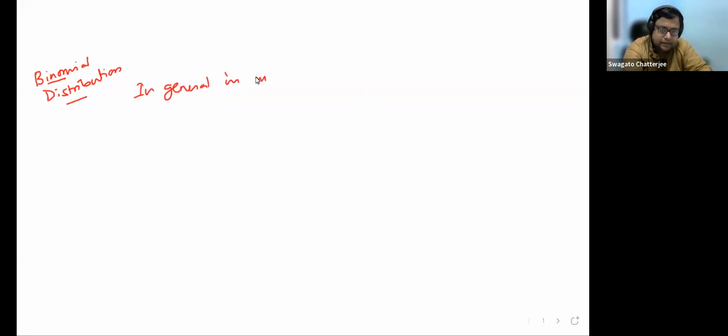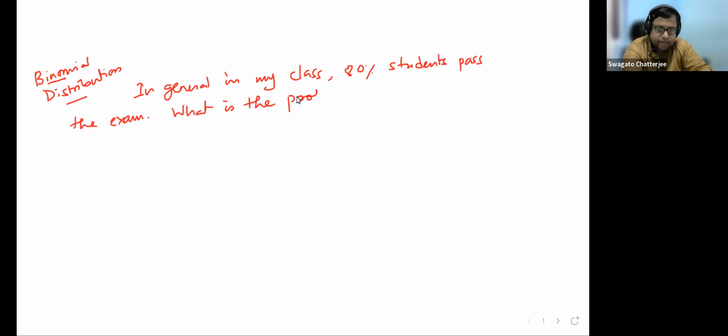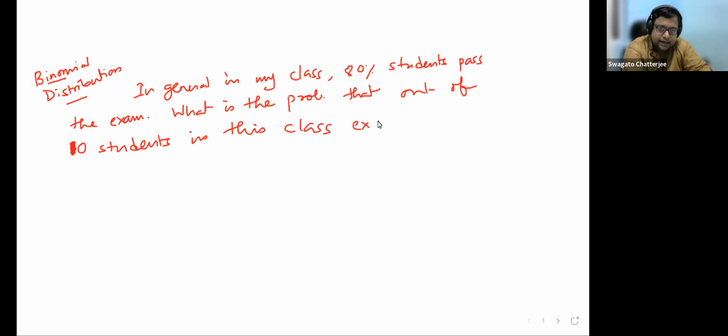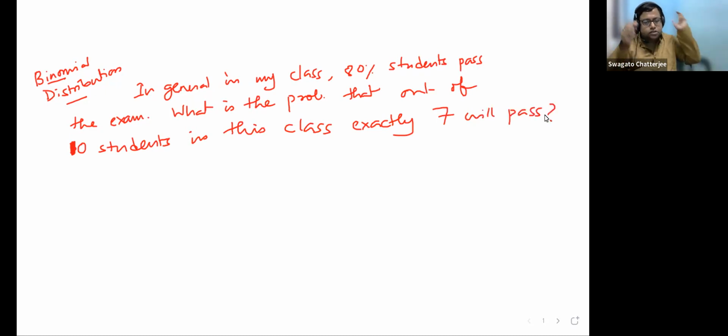in my class, 80% students pass the exam. What is the probability that out of 30 students in this class, or let's say out of 10 students in this class, exactly 7 will pass? So I have 10 students in this class and I'm asking what is the probability that exactly 7 will pass?